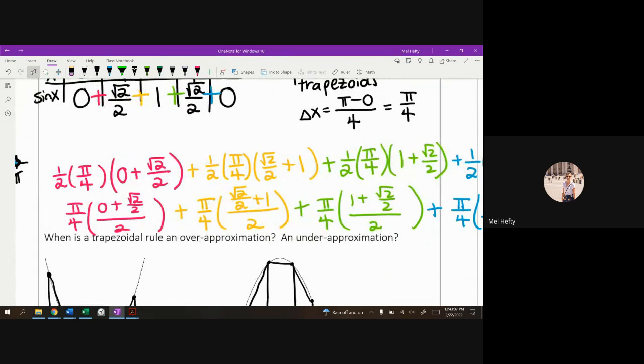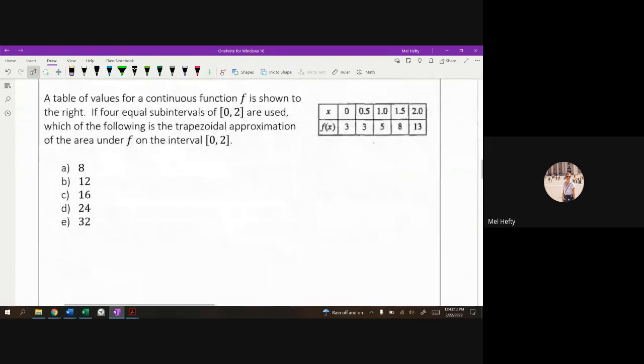Just be careful about factoring out the delta x here, that pi over 4 in this case. It would have worked for this question, but in most of our table questions, which is the ones you're really going to see on the AP test, a lot of times that delta x is not the same for every sub-interval, so you're going to want to make sure that it is before you factor something out. So let's look at this guy.